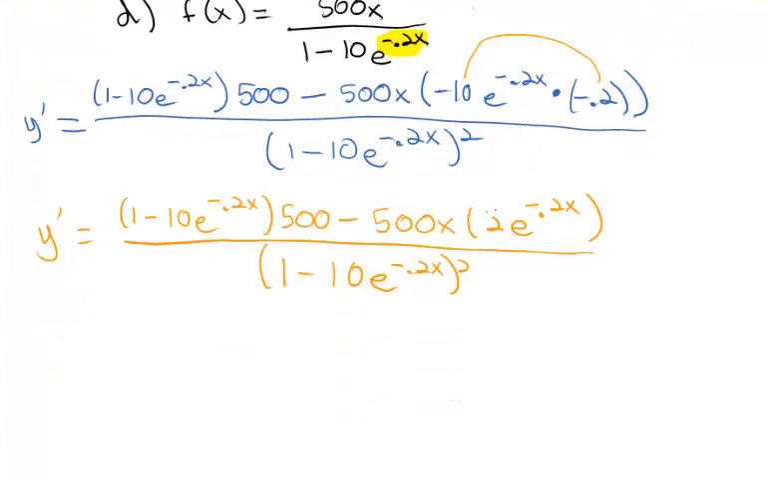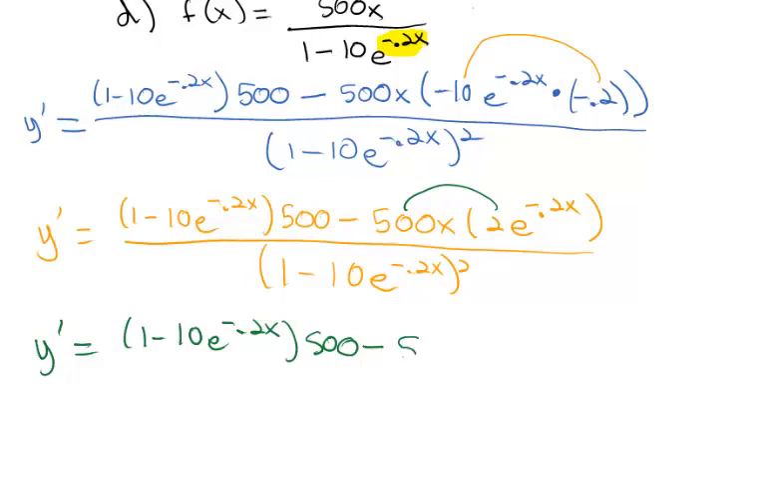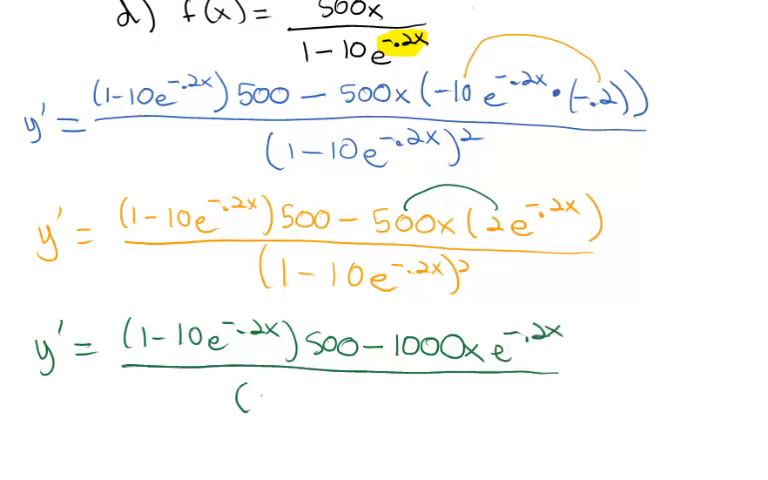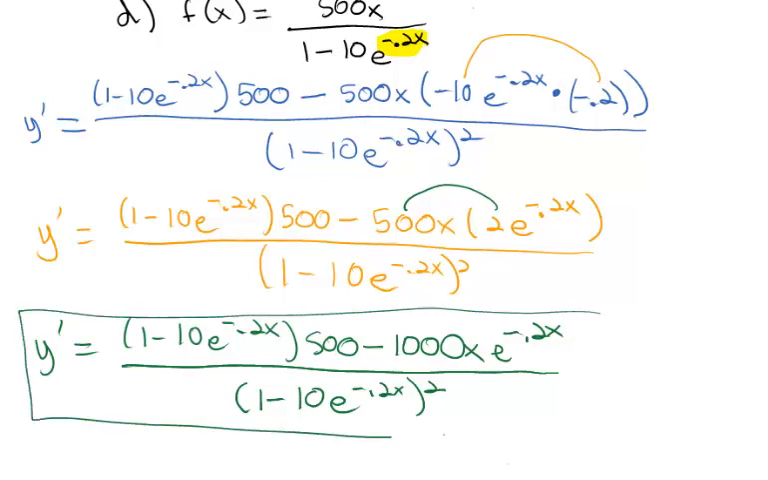And I might even be tempted to multiply the 500 times 2 just to clean it up a little bit more. 1 minus 10 e to the negative 0.2x times 500 minus 1,000. 500 times 2 is 1,000. x e to the negative 0.2x, all over 1 minus 10 e to the negative 0.2x squared. So there we go. With the quotient rule, we have our solution.